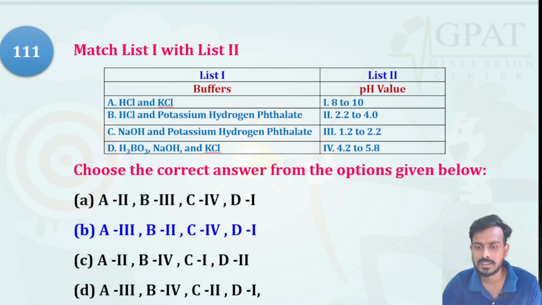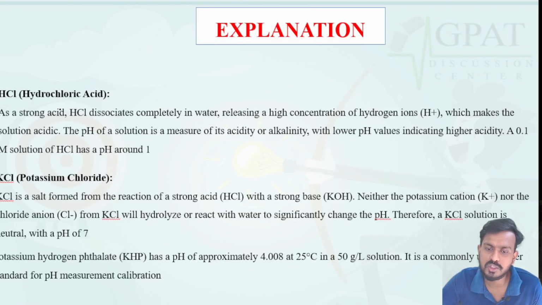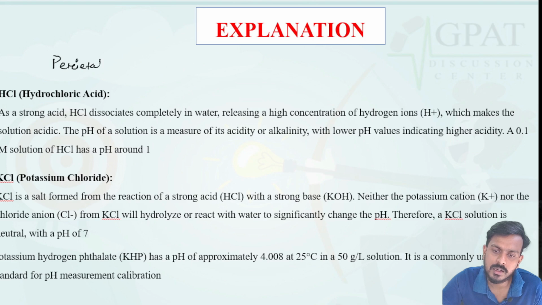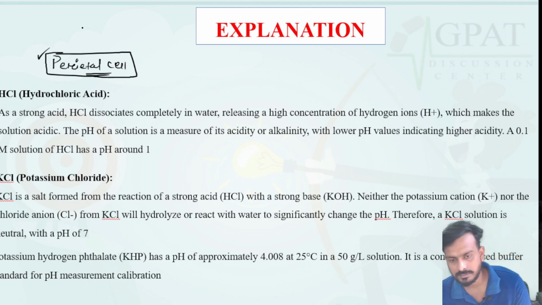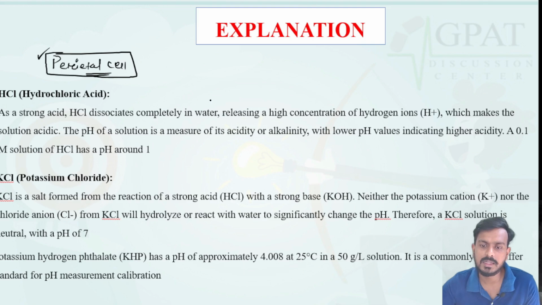So why is it like that? Let's see the explanation. HCl is a strong acid and it is produced inside our stomach with the help of which cell? Parietal cell. Okay. So this strong acid, that is HCl, dissolves completely in water, releasing a high concentration of hydrogen ions, which makes the solution acidic. The pH of a solution measures the acidity or alkalinity, with a lower pH value indicating more acidity. A 0.1 molar solution of HCl has a pH around 1.